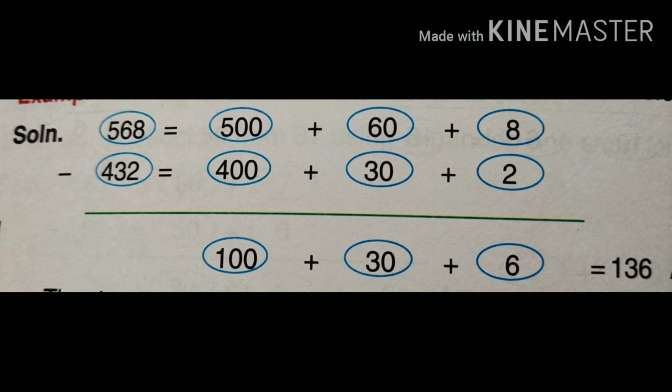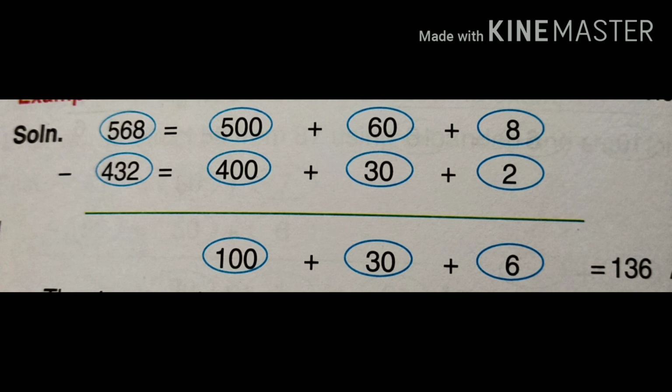So what do we do first? Subtract the numbers at the unit place. 8 minus 2 you get 6. Then subtract the numbers at the tens place. 60 minus 30 equals 30. Then subtract the numbers at the hundreds place. 500 minus 400 equals 100. Now add 130 and 6 and you get 136, and 136 is our answer. This is how we subtract 432 from 568 using expanded form. We can use this method to subtract any number without borrowing, and borrowing we will learn in our next chapter.